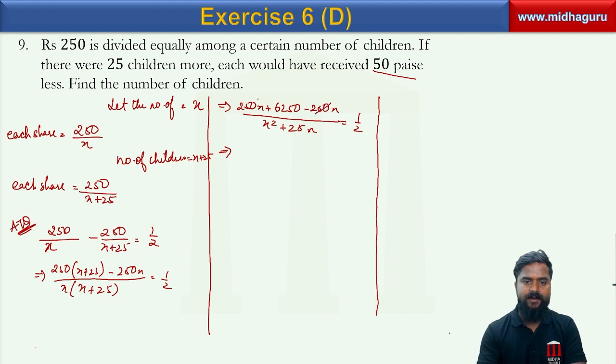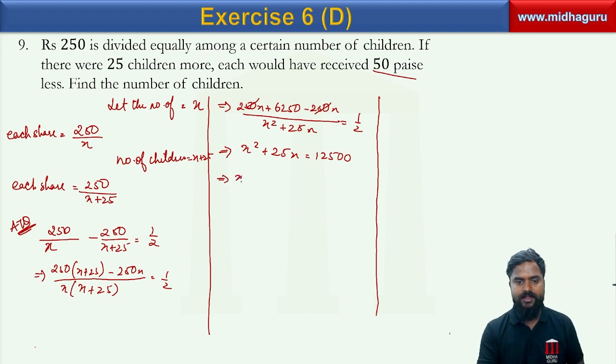So minus 250 and plus 250 get cancelled. We multiply this up here and this up here. We get x square plus 25x is equal to 125 into 100, that is 12,500. Bringing all to one side, we get x square plus 25x minus 12,500 is equal to 0.